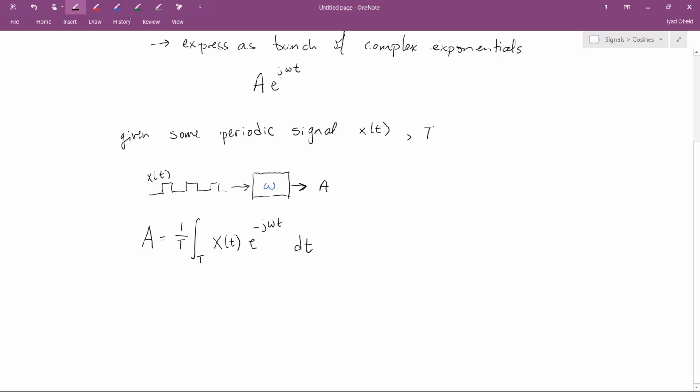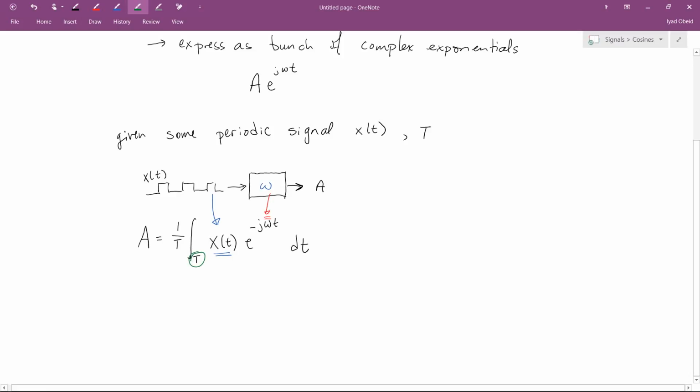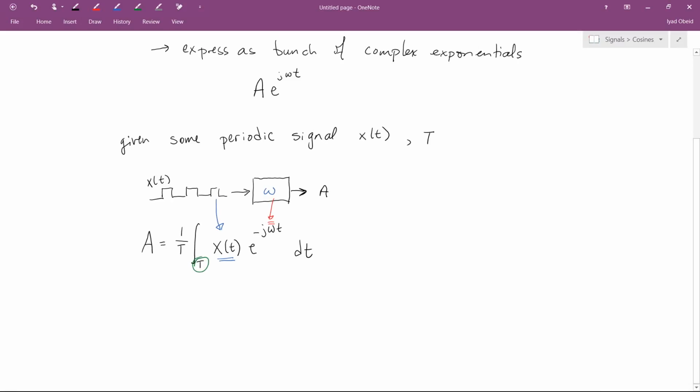So again, let's talk about the individual pieces of this. x of t, that's just the signal that we're trying to investigate. Omega is the frequency at which we want to see if our signal has any energy. And then we're going to multiply those together and then integrate it over one complete period.